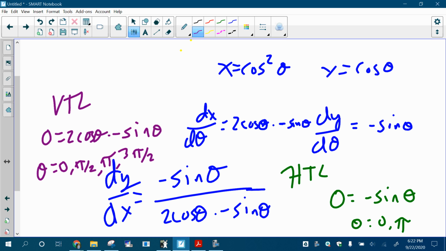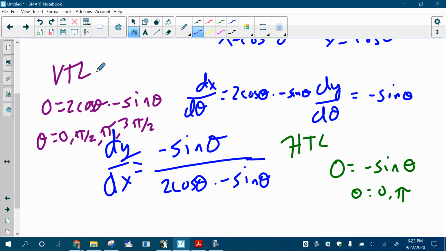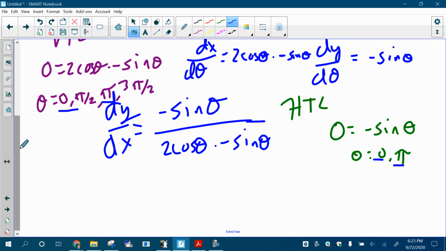Okay, you guys with me so far? Okay, here's the weird idea. Ready? So at 0 and pi, dy d theta and dx d theta both equal 0. So at 0 and pi, the numerator and the denominator equal 0. If you have a theta where that happens, you have neither a horizontal or a vertical tangent line.